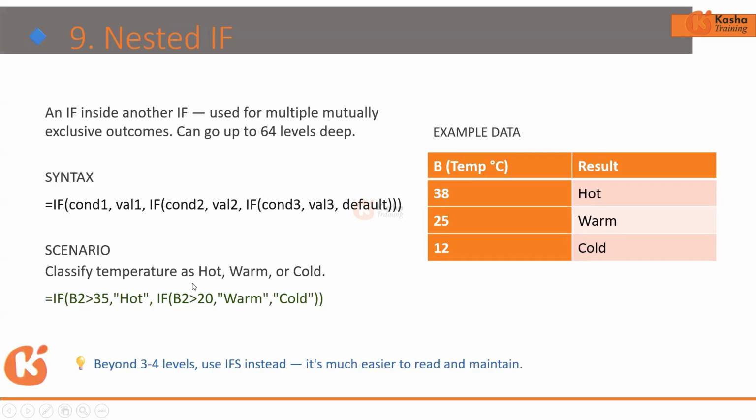It is to classify the temperature as hot, warm or cold. So if B2 is greater than 35, then it is hot. If B2 is greater than 20, it is warm. Otherwise, it is cold. So that's where you can see we are using an IF condition inside an IF again. You can see there are two IFs here. You can see 38. If B2 is greater than 35, yes, it is greater than 35, it is hot. Then if B2 is greater than 20, yes, this is greater than 20, so this is warm, and this is less than 20, so this is cold. So this is where you have used nested IF.